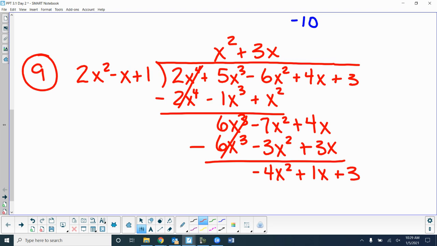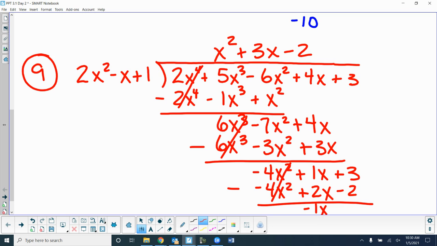So again, just this monomial, this first term, negative 4x squared divided by 2x is a negative 2. And multiply. Negative 2 times negative x is a positive 2x. And negative 2 times 1 is a negative 2. And then subtract, minus a negative makes it negative 4 plus 4. 1 minus 2 is a negative 1.